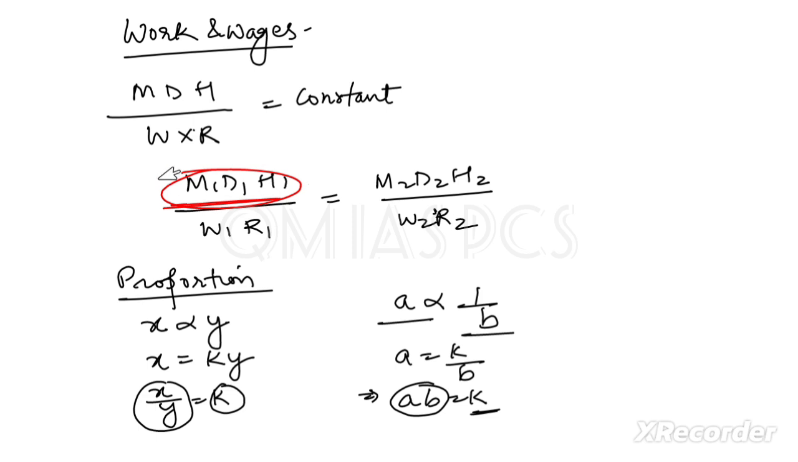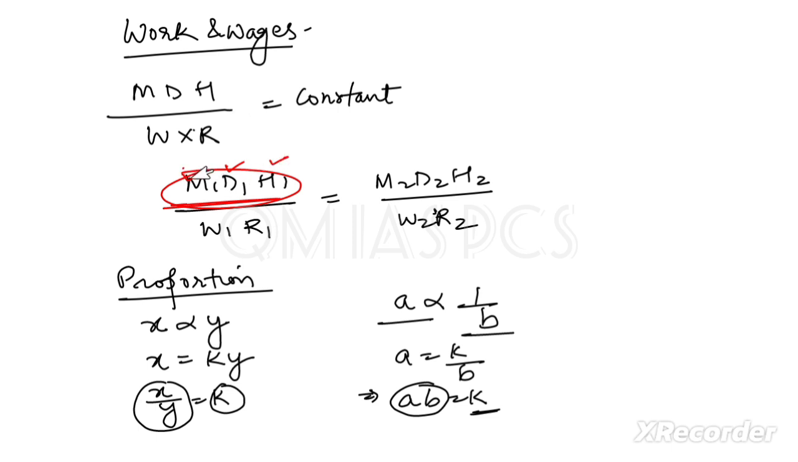See, this is men, this is day, this is hour. So if the number of men is increased, the number of days will decrease. That means if 10 men are doing that work in 5 days, and if I increase the number to 12 or 13, obviously the number of days will decrease, right?